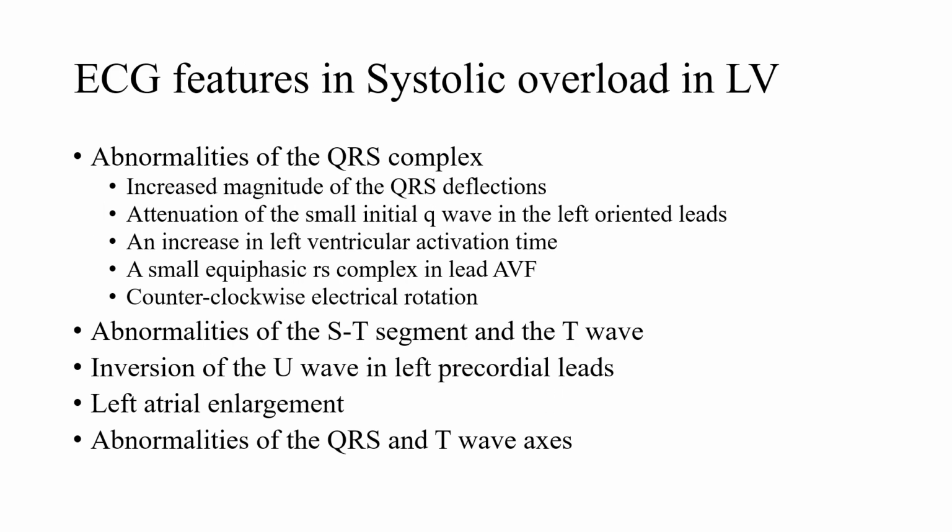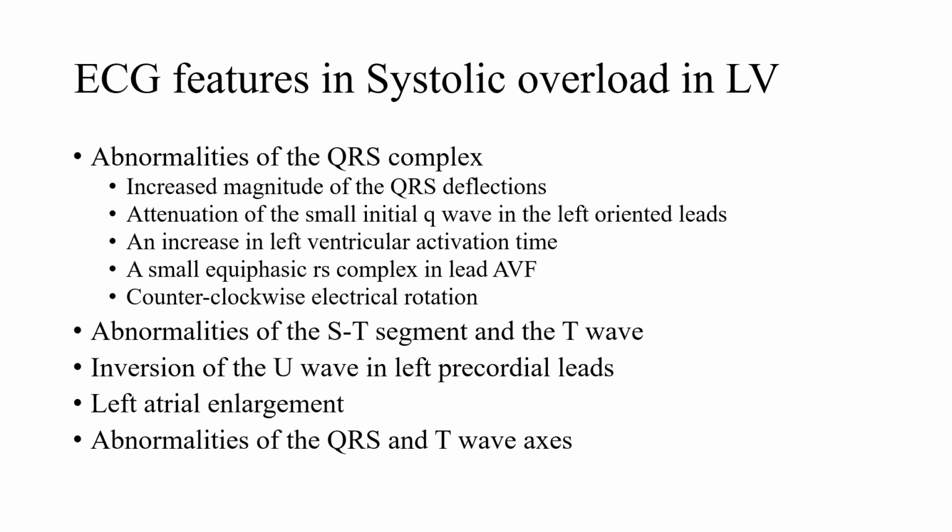So what are the ECG features? The systolic part will be affected. There will be abnormalities of the QRS, abnormalities of the ST segment and T waves, and inversion of the U waves in left precordial leads. Left atrial enlargement can occur secondary to LV systolic overload, and there will be abnormalities of the QRS and the T wave axis. In the QRS complexes, there will be increased magnitude of QRS deflection.